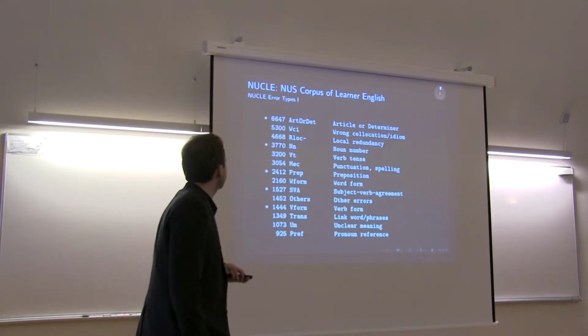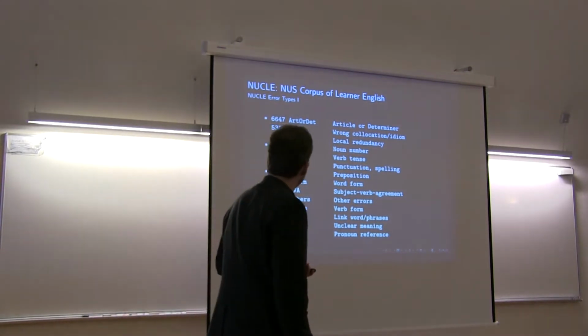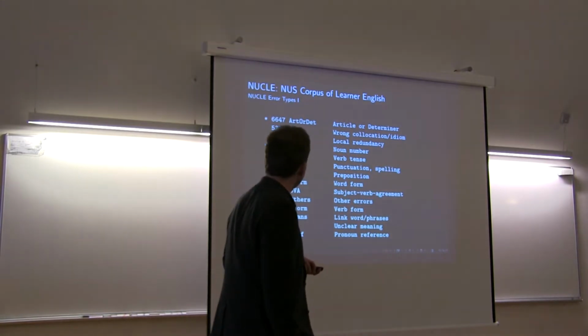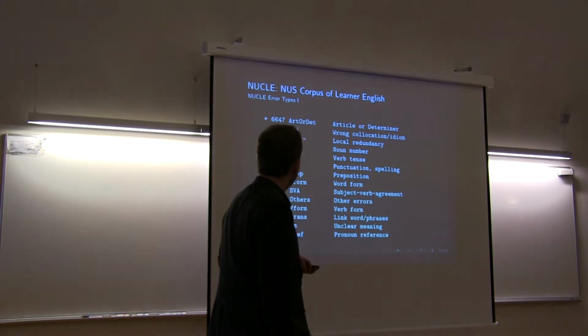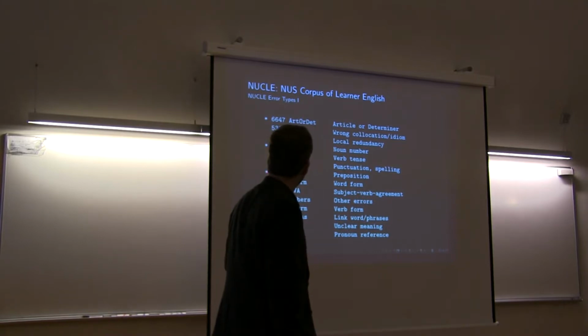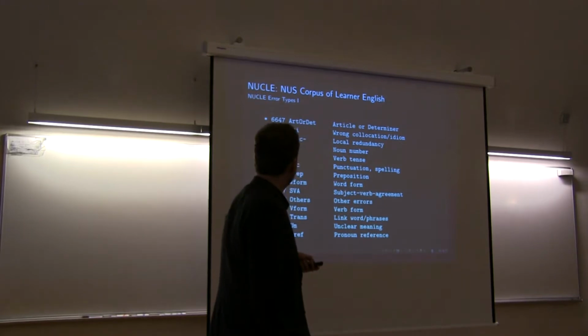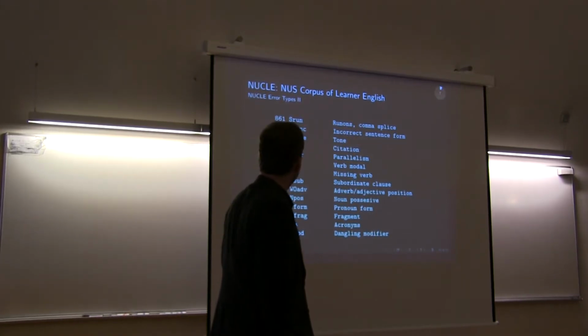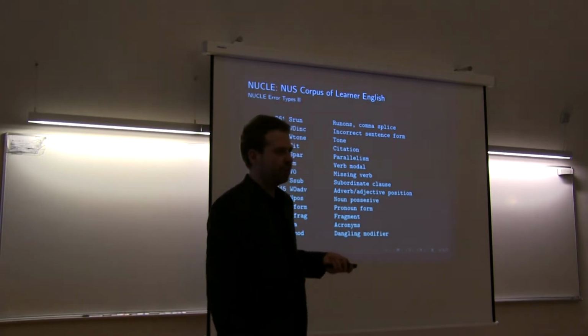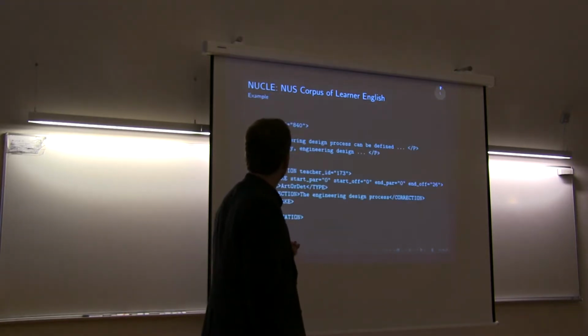Let's skip to the error types. For instance, most of the errors are article or determiner errors. That's the biggest group with more than 6,000 errors. Then you have mistakes like wrong collocation and wrong idiom, local redundancies, noun number errors. Those marked with a star were the error types that have been corrected on the CoNLL Shared Task in 2013. Prepositions and some obscure errors, which I couldn't even say what a dangling modifier is right now, but they also amount to a very small part of the data.